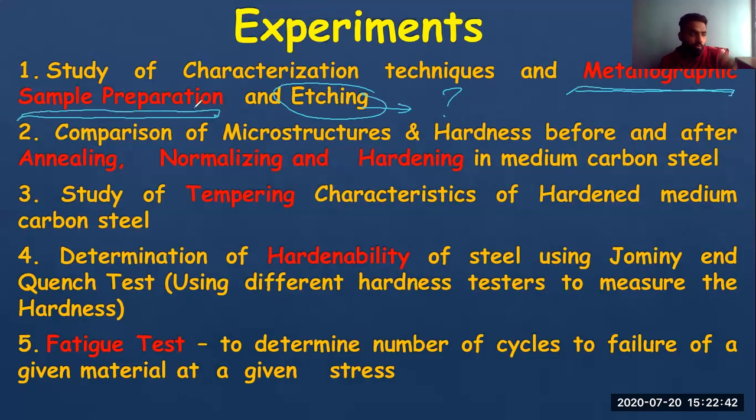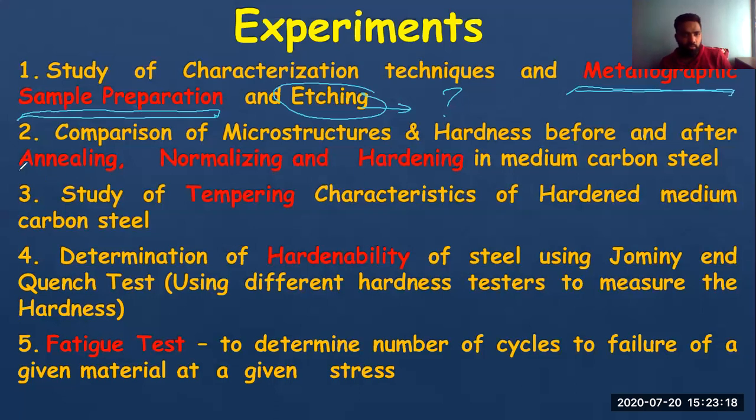If you want to study the characteristics of metal, what are the characterization techniques? How are you able to find its character? What is the microstructure? For that, you have to prepare the sample, and that sample preparation is called metallographic sample preparation. Why do you call it metallographic? Because you prepare the metal sample in presence of a metallurgical microscope. That's why you call it metallographic sample preparation and etching. Etching I will inform you later.